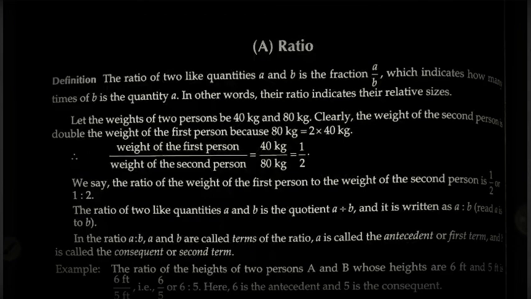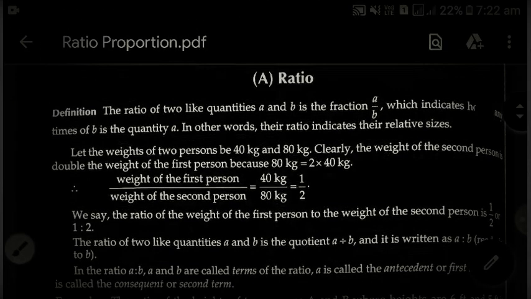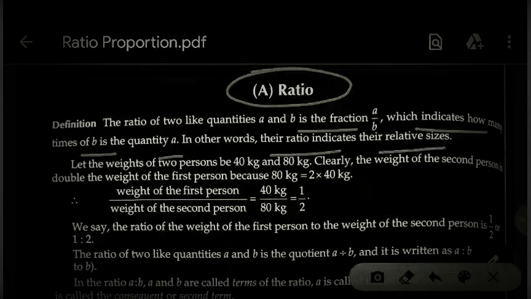Here is something that you have to define, that is the main definition. What is the main definition of ratio? The ratio of two like quantities A and B is a fraction, written like a fraction A by B, which indicates how many times is the quantity A. In other words, their ratio indicates their relative size.